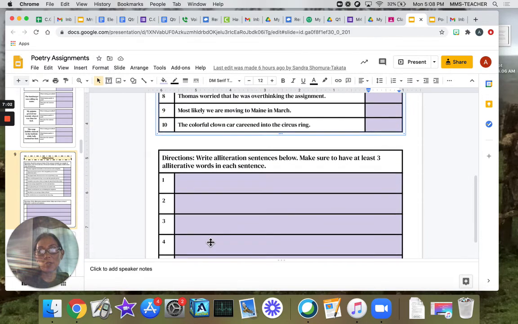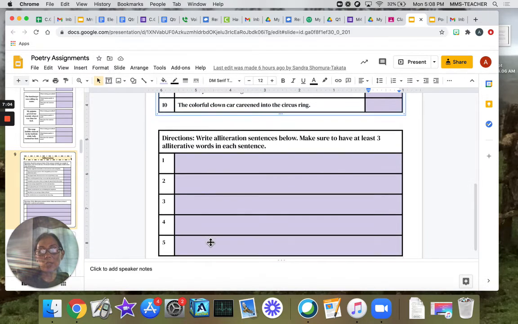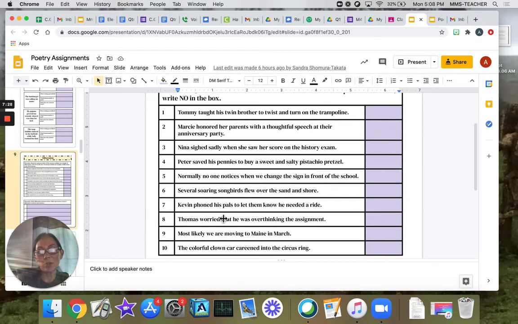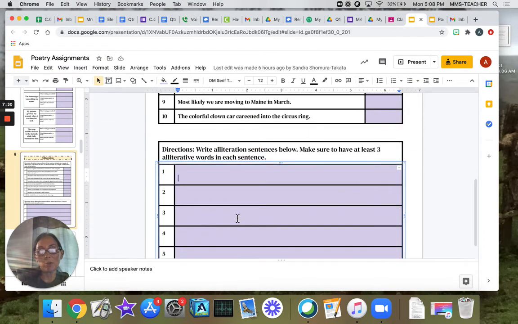In the next section, it says, write alliteration sentences below. Make sure to have at least 3 alliterative words in each sentence. So for numbers 1 to 5, start off by choosing a consonant sound. And for each sentence, you must have at least 3 alliterative words with that consonant sound.